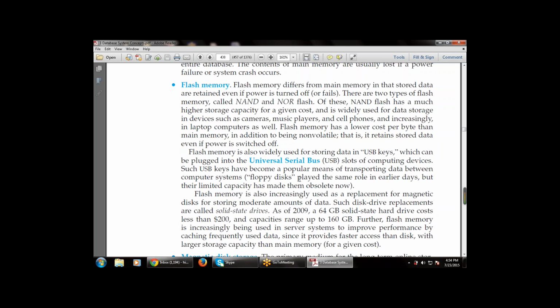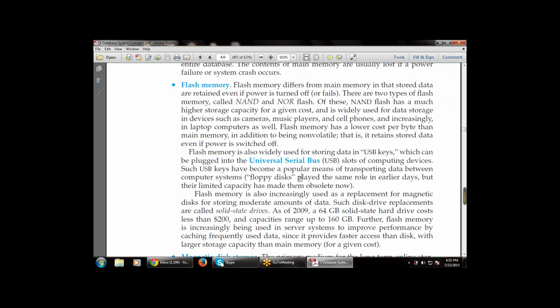Flash memory is also increasingly used as a replacement for magnetic disk for storing a moderate amount of data. Such disk drive replacements are also known as solid state drives. As of 2009, a 64 GB solid state drive costs less than $200, and capacities range up to 160 GB.